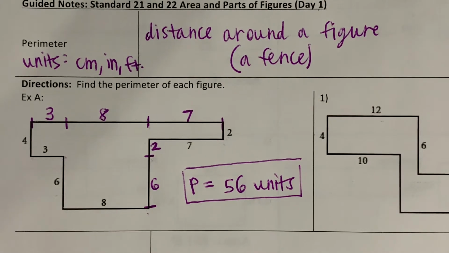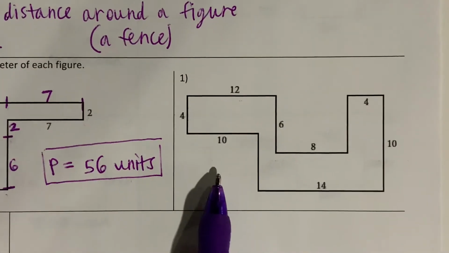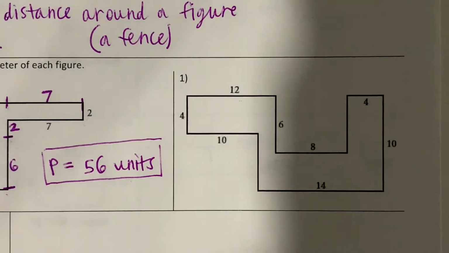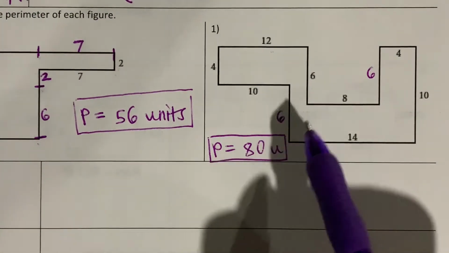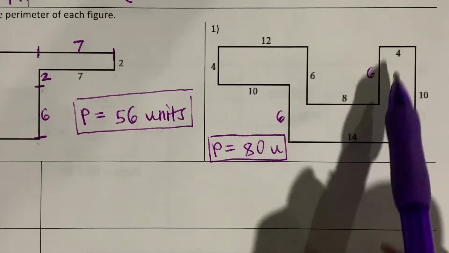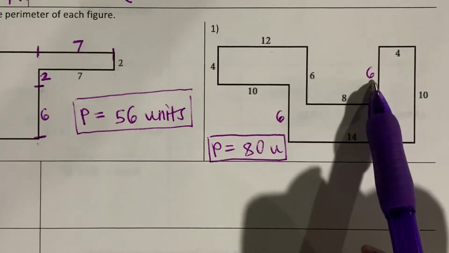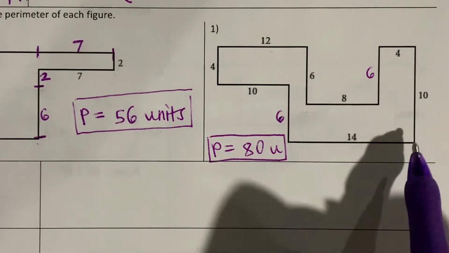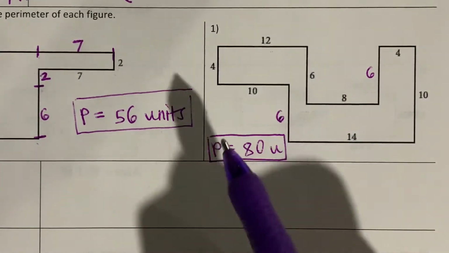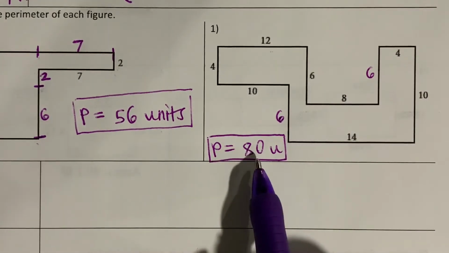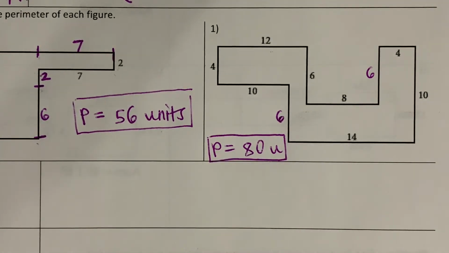At this time, I want you to take a look at You Try One. Go ahead, pause the video and see what you come up with. On You Try One, there were 2 distances around the figure that we had to figure out. Both of them ended up being 6 units. So then once I had all of the small distances around my figure labeled, then I could add them all up and I got a total perimeter of 80 units.